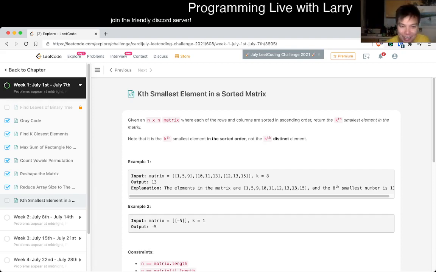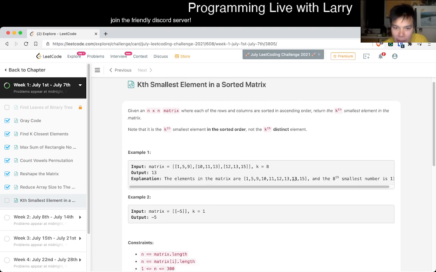Let's get today's problem started. Kth smallest element in a sorted matrix. Okay, yeah. So I usually solve these live, so it's a little slow or suboptimal, fast forward, or whatever you need to do. Okay, so it is sorted in ascending order.